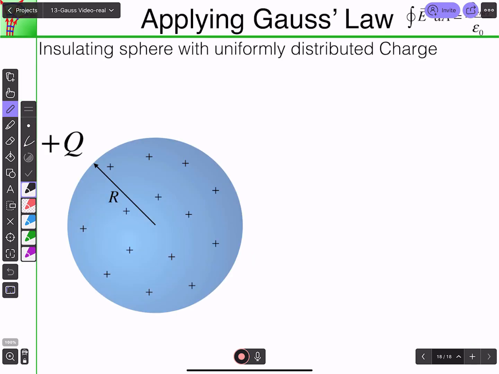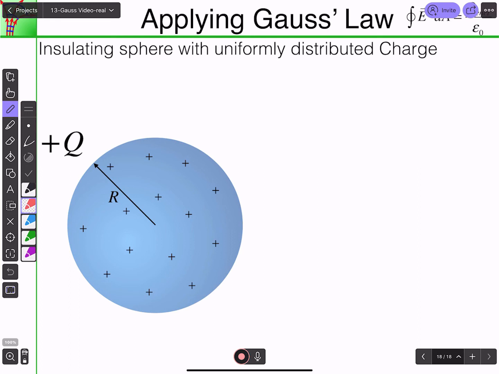Here's one more example. This is a fun one. What if I have an insulating sphere with uniformly distributed charge? So the sphere has total charge Q, and the charge is not just on the surface, it's everywhere throughout the whole sphere, and it's uniform. Calculating the electric field inside and outside.